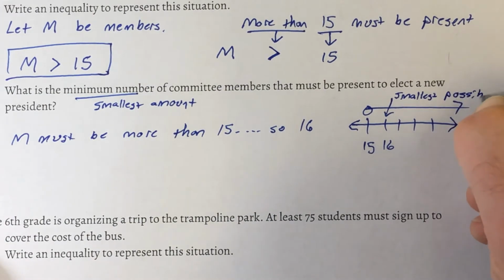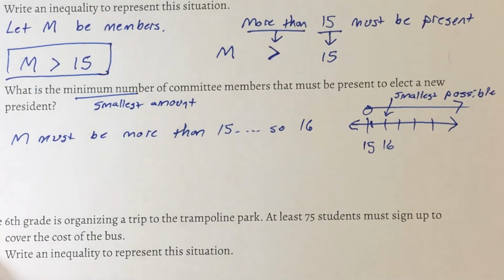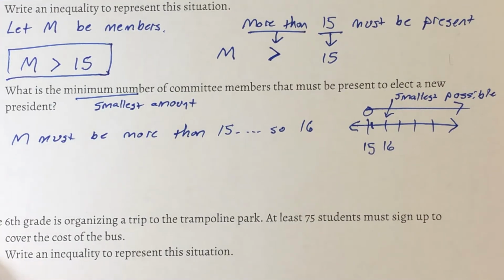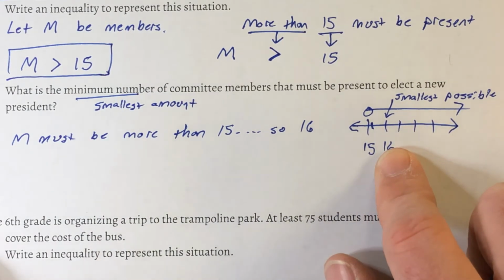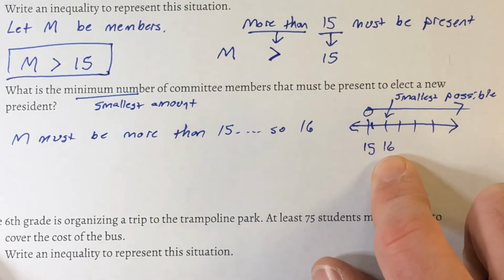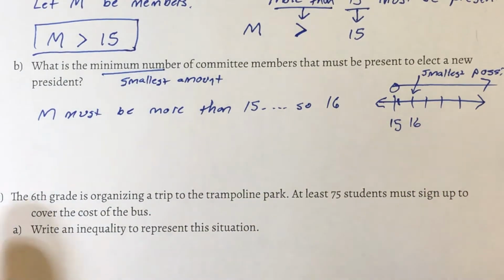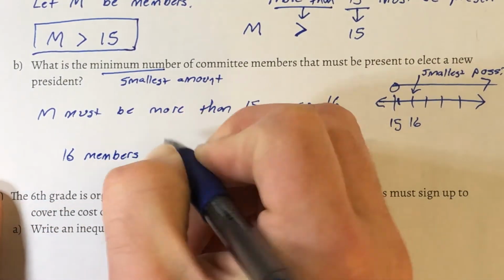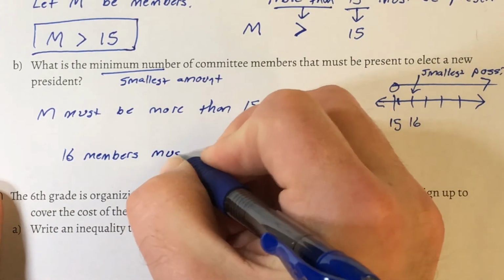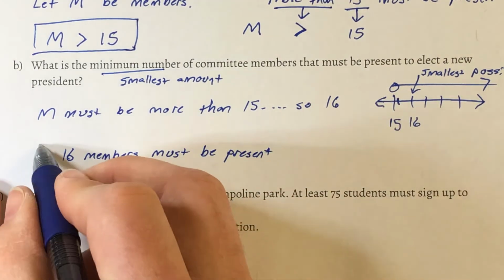Now you might be asking, well, what about like 15.1? Well, you can't have 15.1 people. That would just be disturbing, like unicorns. So 16 is your smallest reasonable answer. So we would have to go with an integer solution, meaning a whole number. We would need to think about appropriateness. So what's the smallest reasonable number M could be? 16. So that's going to be our answer. 16 members must be present. That is the minimum number.